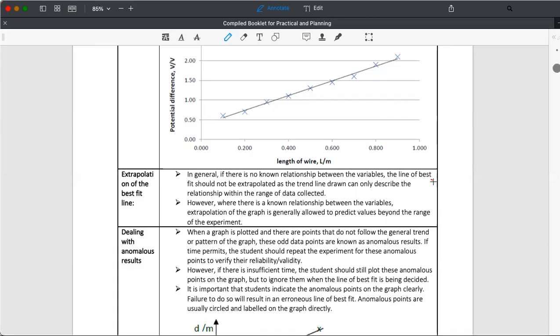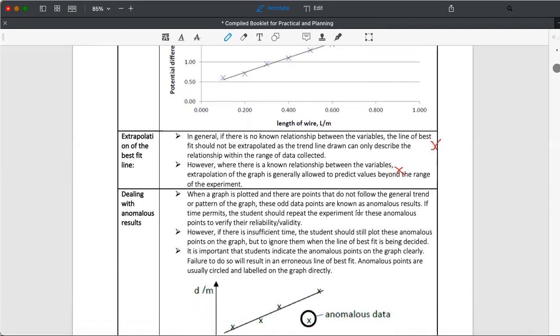So you have your data points. You take note of the two extreme points. You should not go beyond that. In plotting your graph, please don't go beyond that, unless the question requires you to extend the line to find the y-intercept, then that's a different story.